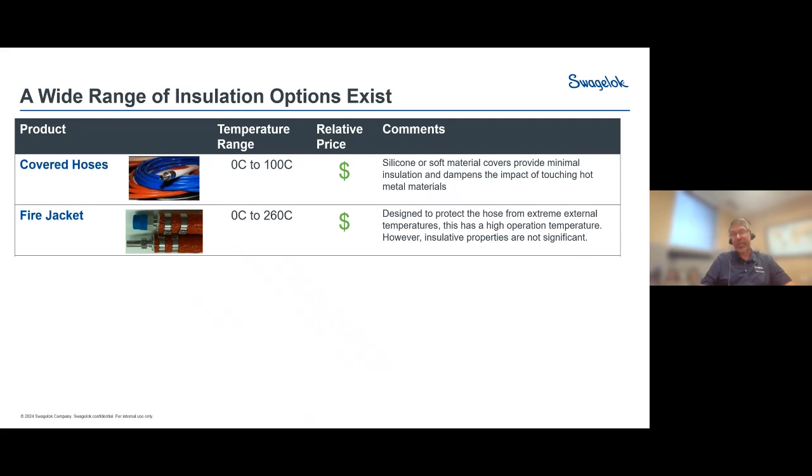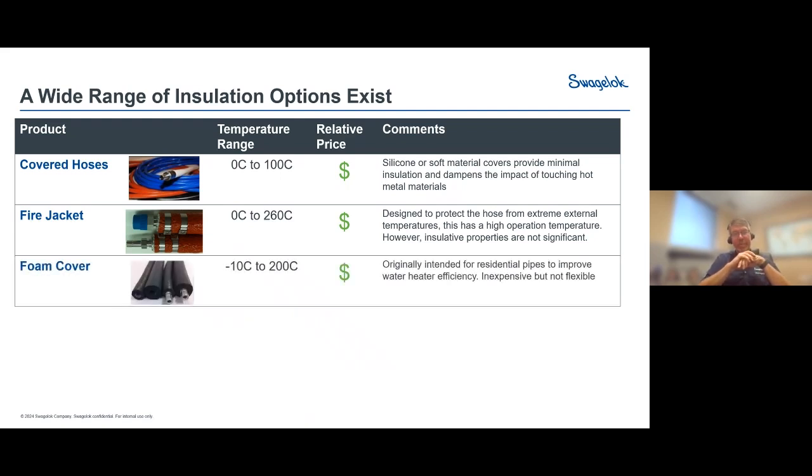Fire jacket was the next thing used. Now, the fire jacket was originally designed to protect the hose from hot environmental temperatures or weld splatter, things like that. So it wasn't really intended to be an insulator, but we see more and more users applying this to hoses at hot temperatures. It's not intended to be a cold application, so for the thermal loop, it really isn't a factor, but it does do some insulating at higher temperatures. Again, very low price impact to put a fire jacket on the outside of a hose.